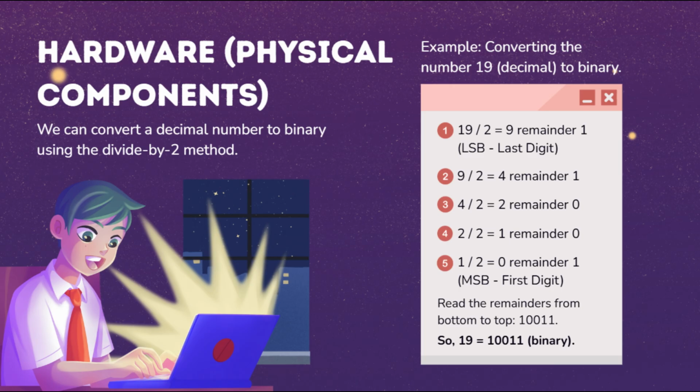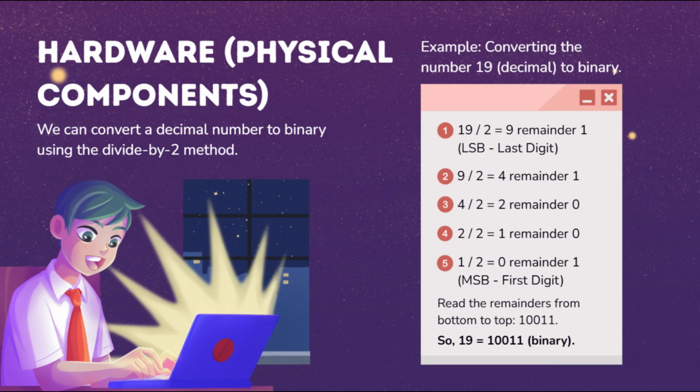We can convert a decimal number to binary using the divide by 2 method. Example, converting the number 19 decimal to binary. 19 divided by 2 equals 9, remainder 1, LSB, last digit.